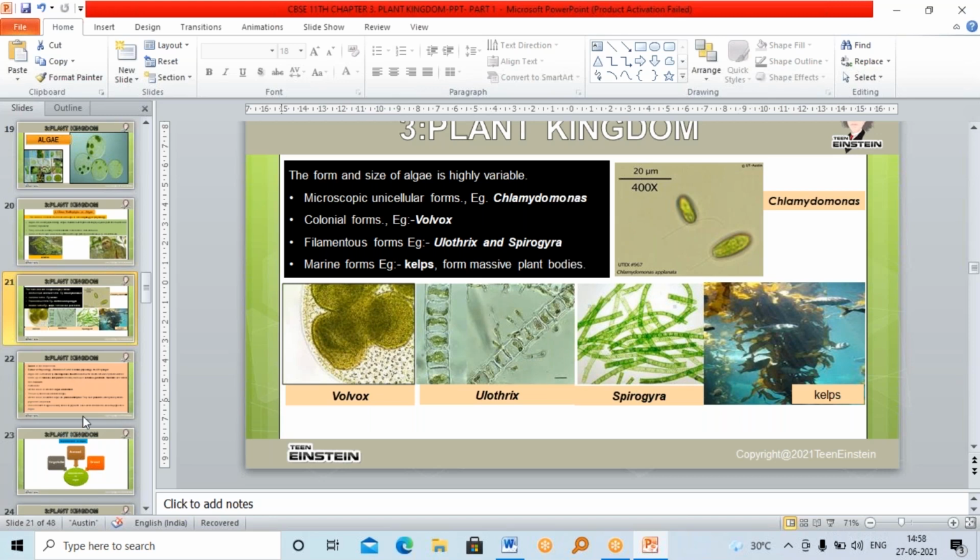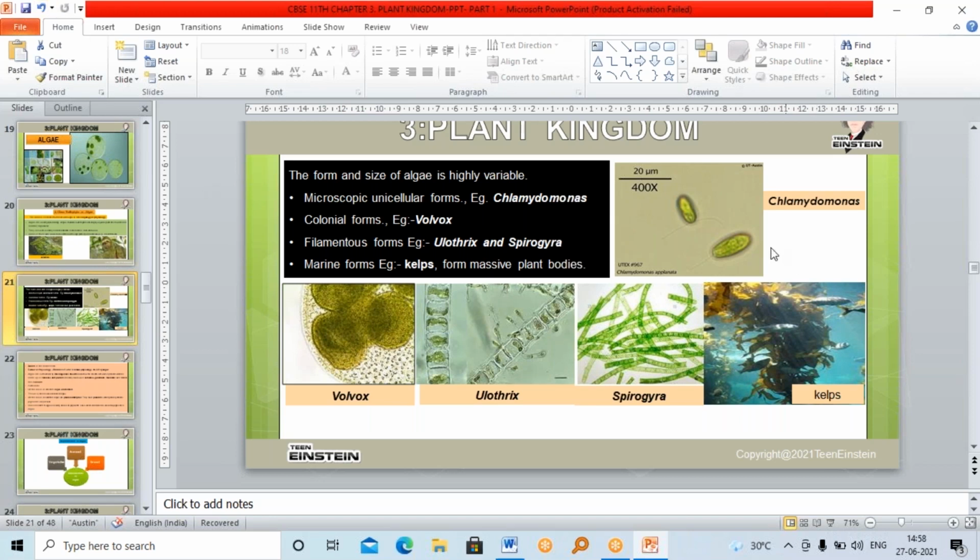Next is the marine form, kelps. This form has massive plant bodies. See, it has leaf-like structures and is a big one. So, this is the marine form, kelps. So the sizes are highly variable from microscopic forms to larger ones.